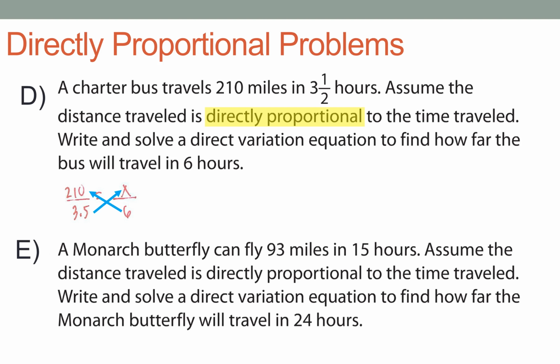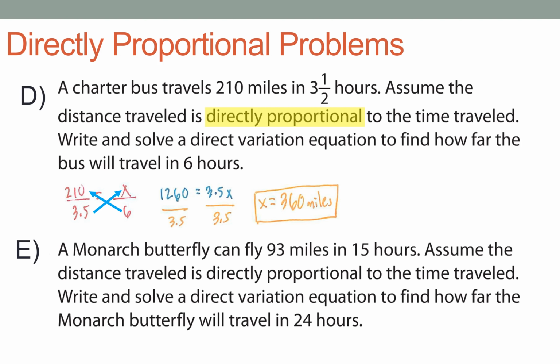We're going to multiply up. And when we multiply up, 6 times 210 and 3.5 times x. If you said 1260 equals 3.5x, you're right. And what do I do now? That's right. Divide both sides by 3.5. And it's 360 miles. Cool.